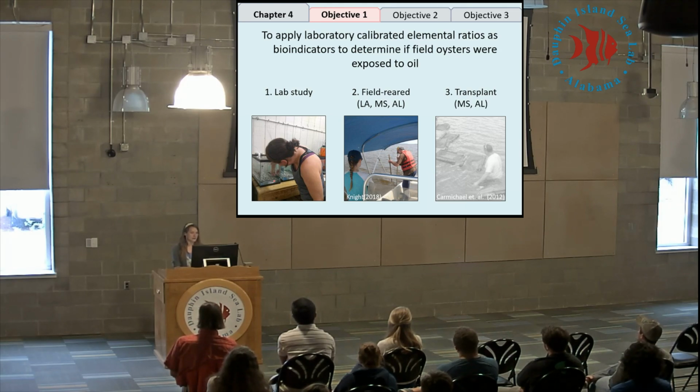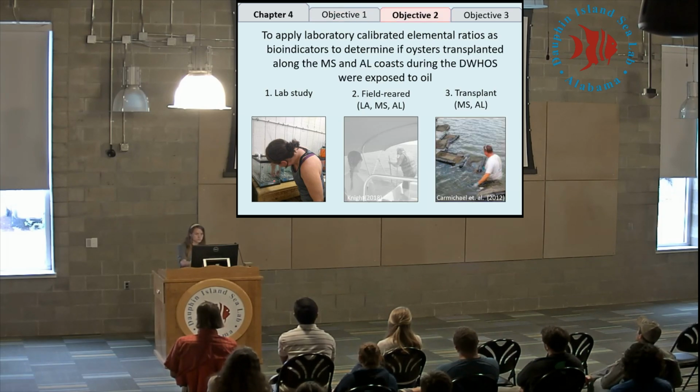My fourth chapter is to use the calibrated elemental signature from Chapter 1 oysters and compare that to oysters that were exposed to oil during the Deepwater Horizon oil spill. My first objective is to use the Chapter 1 oysters that have this calibrated elemental signature and compare that to oysters collected from TNC restored reefs along the Louisiana, Mississippi, and Alabama coast. These oysters were collected after the Deepwater Horizon oil spill.